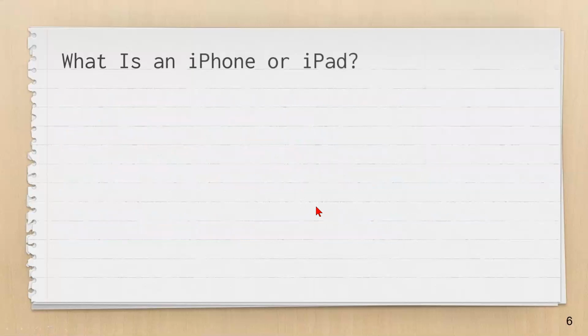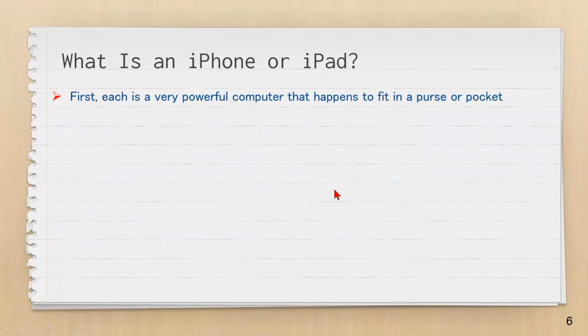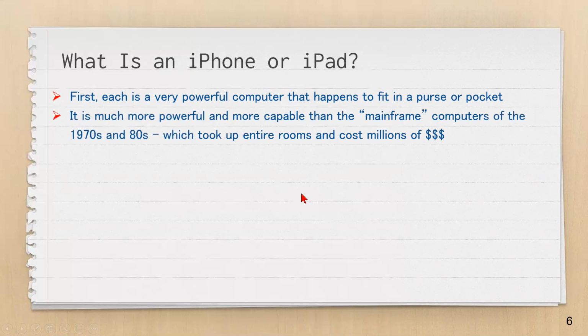So the first thing to remember is that an iPhone or an iPad, especially an iPhone, which you just think of as a phone, is not really a phone at all. It's a very, very powerful computer. It just happens to fit in your purse or your pocket. Literally, it's more powerful than the mainframe computers that I used in the 1970s and 80s, which took up an entire room and cost millions of dollars.